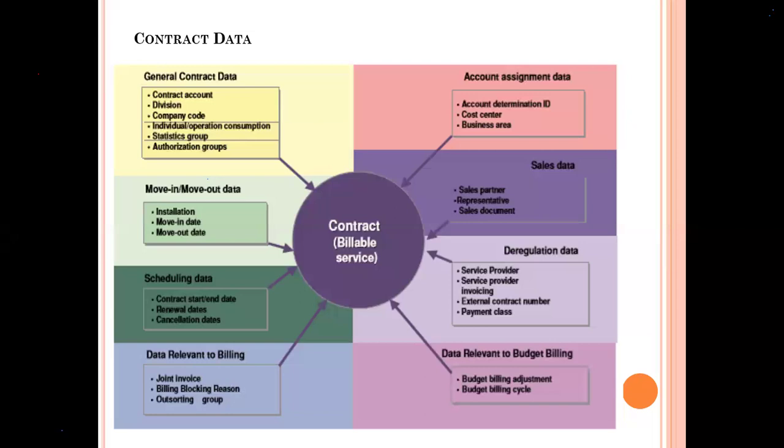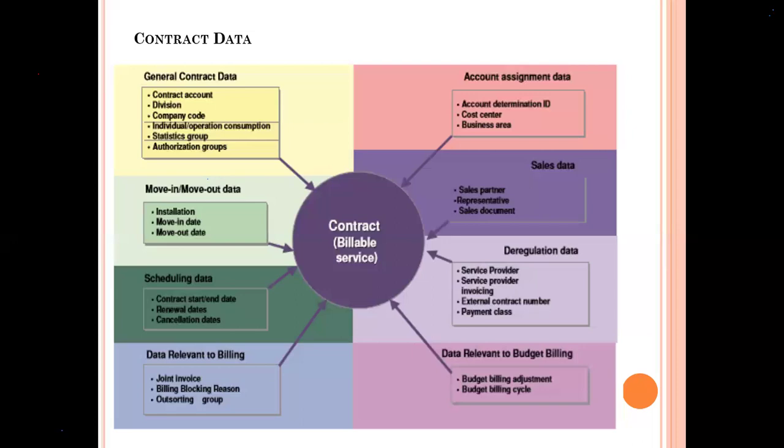Apart from that, we also supply the cost center and business area if required, because from there we understand from where the collection will happen. If there is any budget billing plan or budget billing cycle, that we also pass here. And if it is a deregulated market, definitely we have to provide the service provider details and who is providing the invoicing, that means your retail service provider. That is also passed.